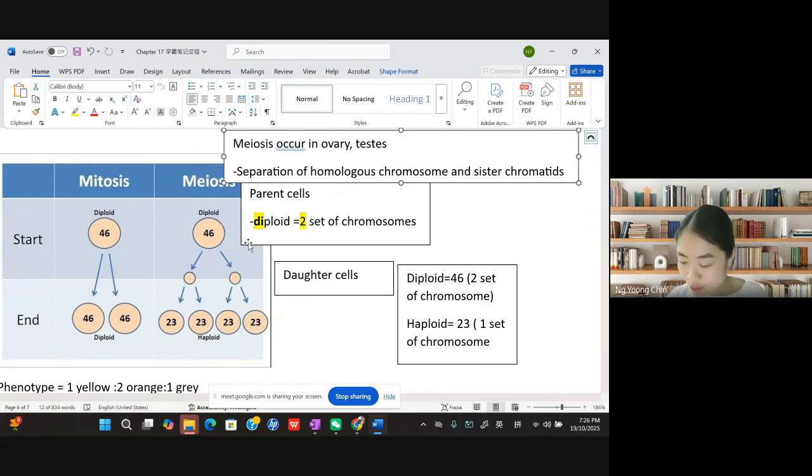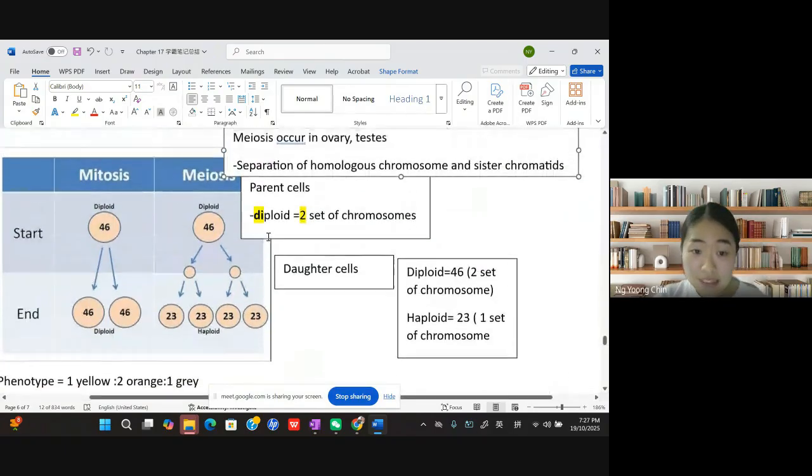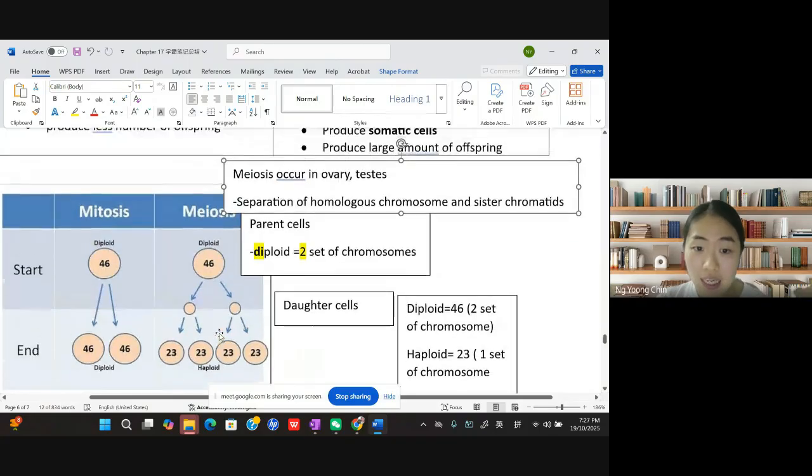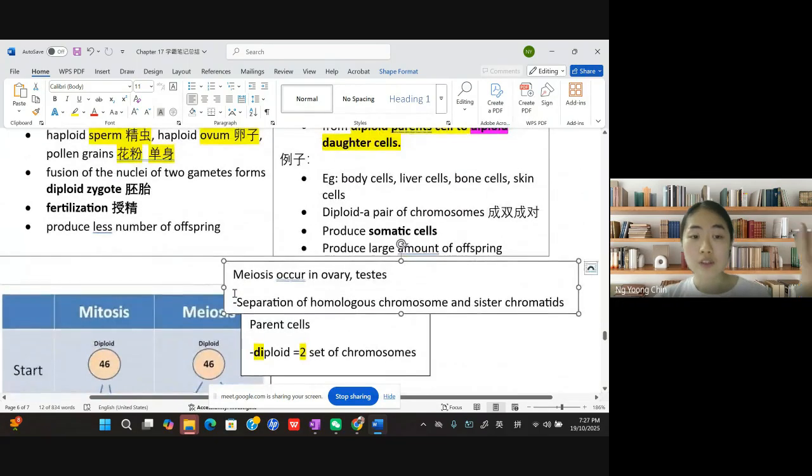96, I divide by 2, it becomes... 96 is not a good example, okay? Because it will become 48. It becomes 48. So remember, meiosis will produce the 4 haploid cells, and each of the haploid cells has half of their original chromosome number.